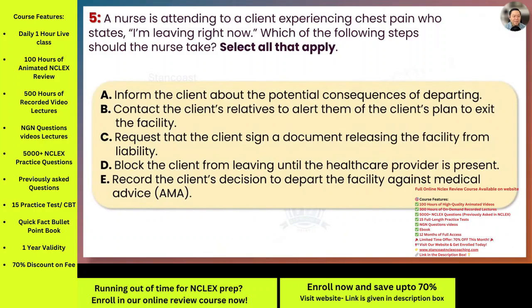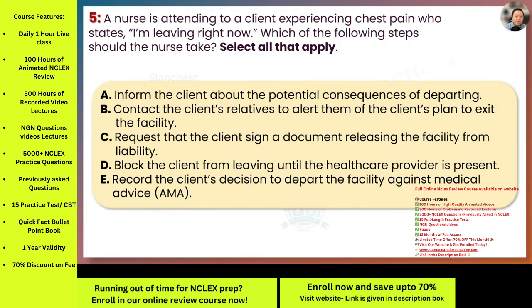Options: A, inform the client about the potential consequences of departing. B, contact the client's relatives to alert them of the client's plan to exit the facility. C, request that the client sign a document releasing the facility from liability. D, block the client from leaving until the healthcare provider is present. E, record the client's condition or decision to depart the facility against medical advice.